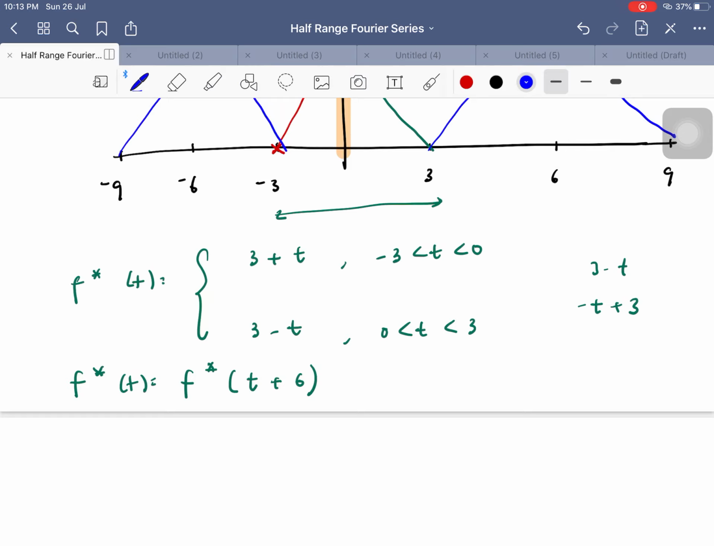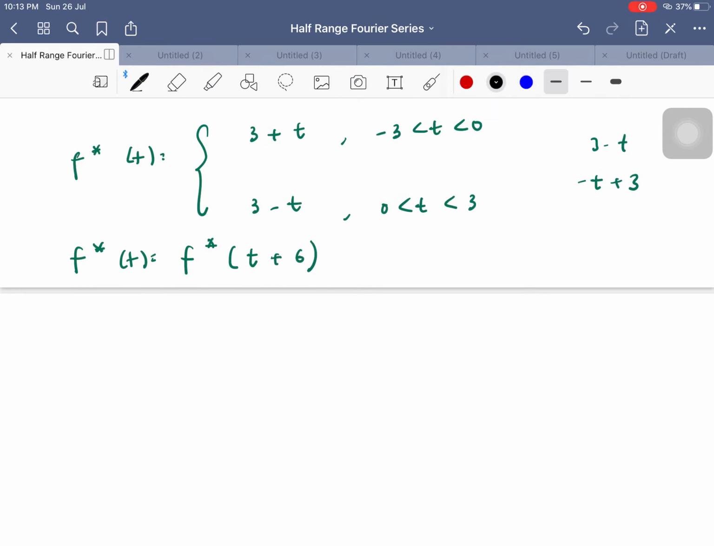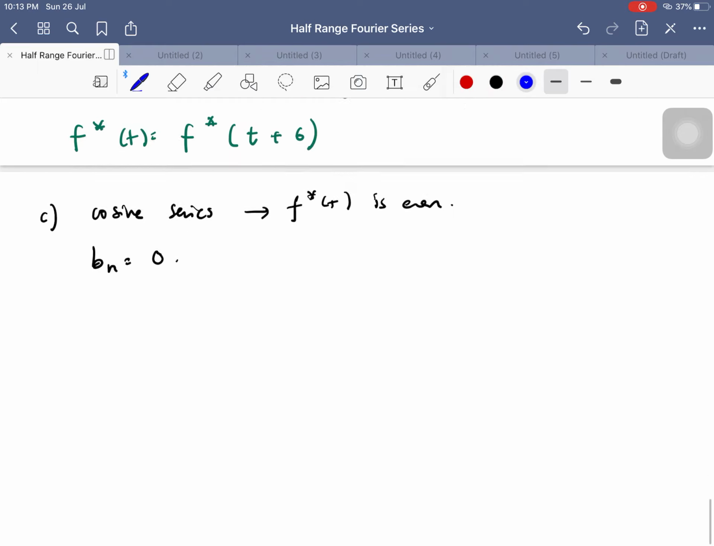Okay, so now I'm going to start with the calculation. For this case, we are going to be calculating for the cosine series. So your periodic function f star t is going to be an even function. So we know that for the case of an even function, bn is going to equal 0. Meaning you have to do the calculation for two Fourier coefficients, which are going to be a0 and also an. So now let's start with the calculation for a0.